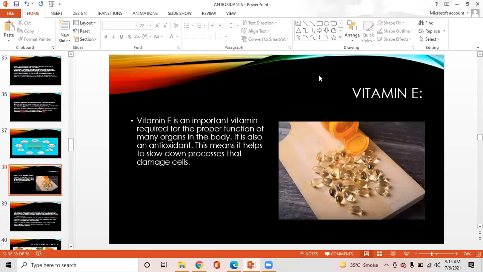Vitamin E. Vitamin E is an important vitamin that is required for the proper function of many organs in the body. It is also an antioxidant. This means it helps to slow down processes that damage cells.